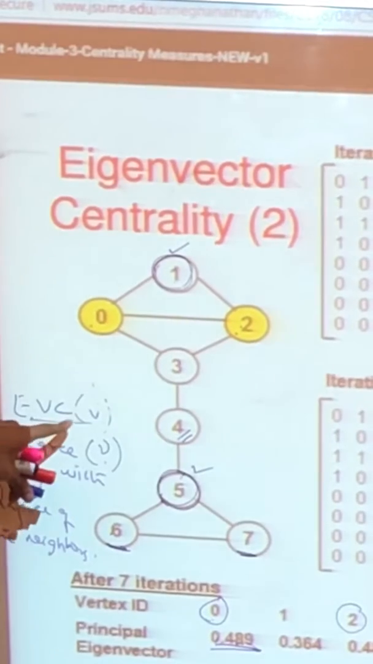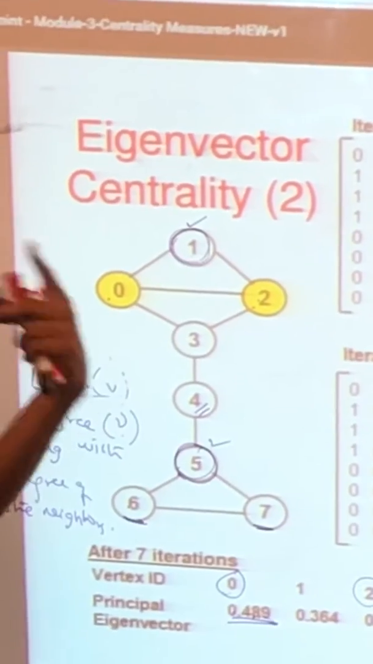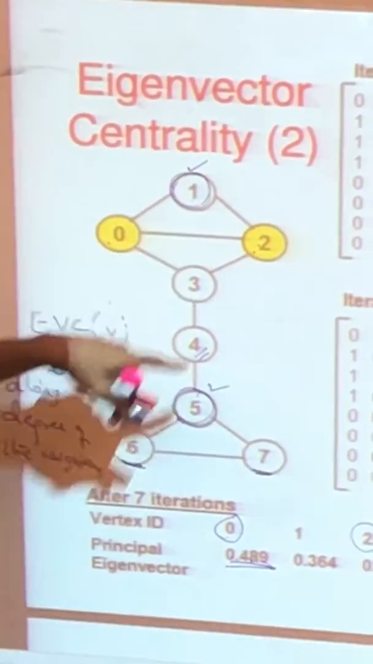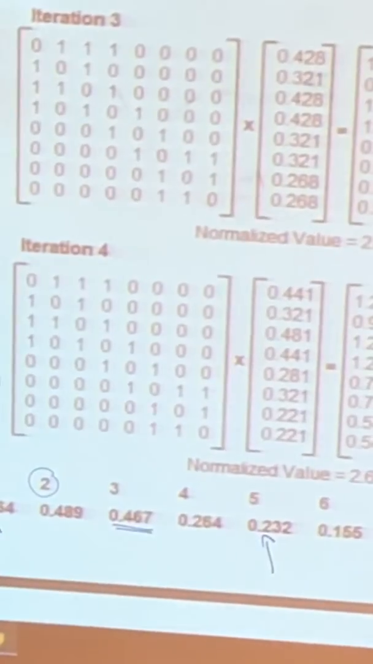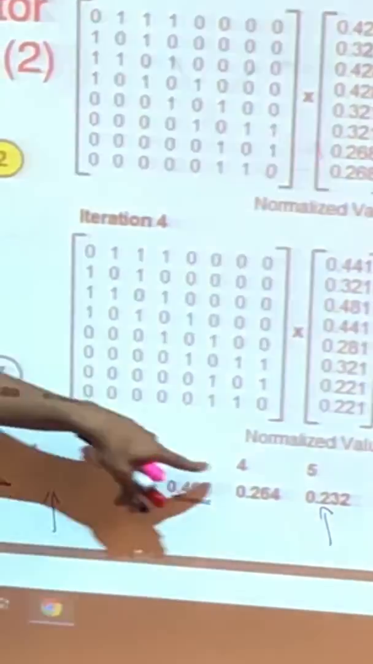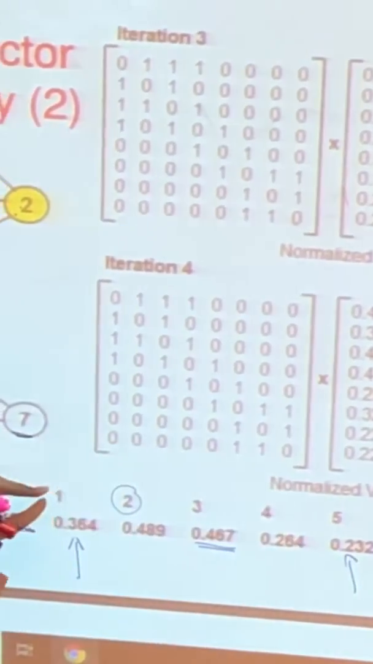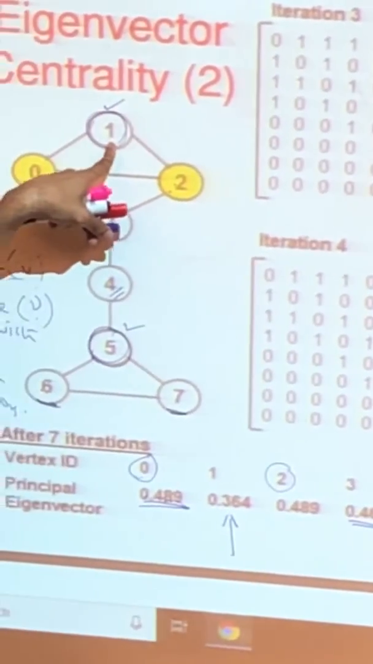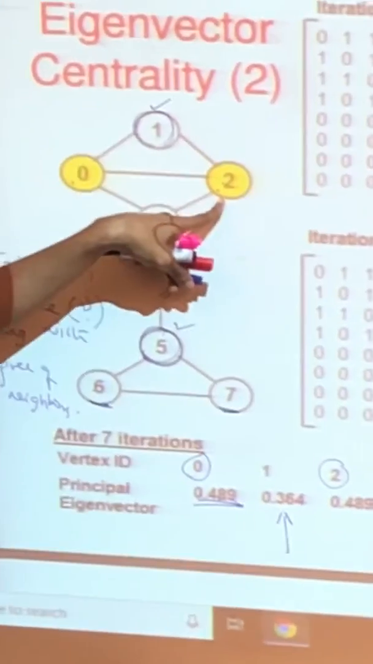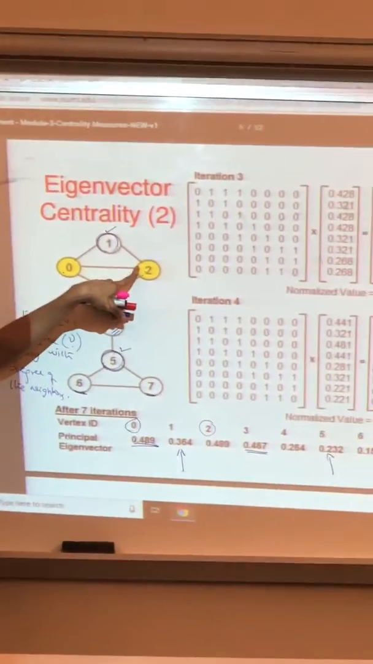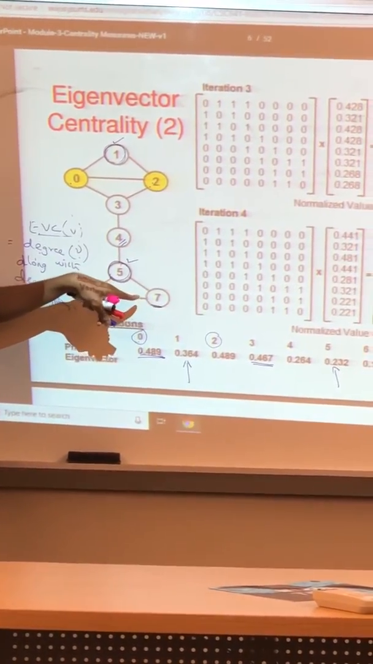So eigenvector centrality is not just based on the degree of a vertex, it's also based on the degree of its neighbors. Everything considered together. So that is why the eigenvector centrality of 1 is actually larger, 0.364, than the eigenvector centrality of 5. See the number here? Because even though 1 has a smaller degree than 5, you take into account the degree of the neighbors of 1. The neighbors of 1 are 0 and 2. They have a larger degree. Whereas the neighbors of 5, 4, 6 and 7, they have a smaller degree.